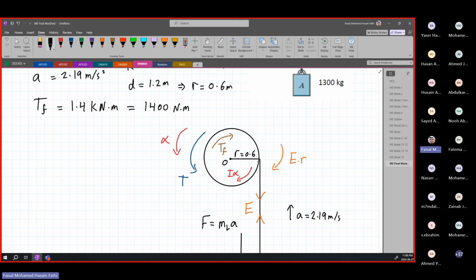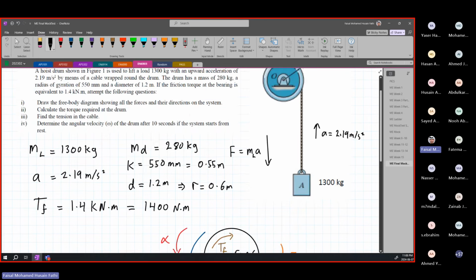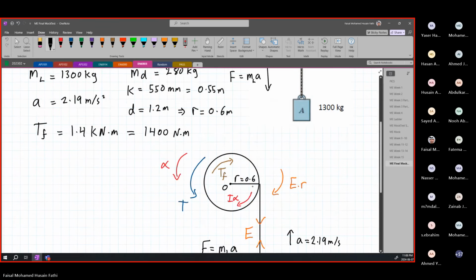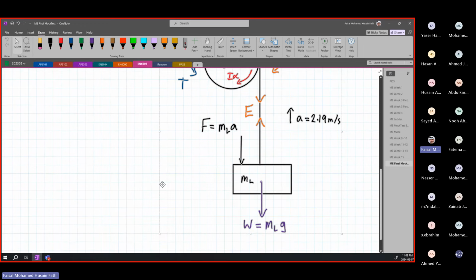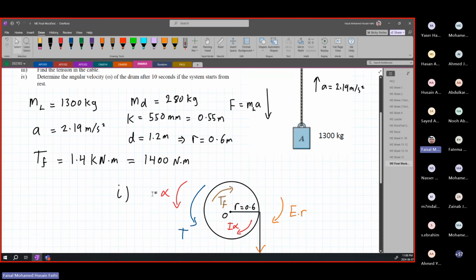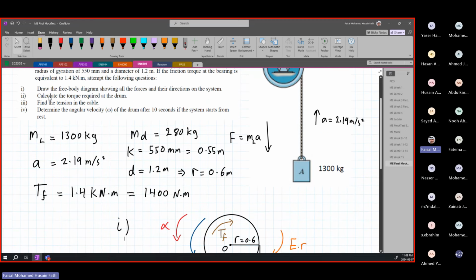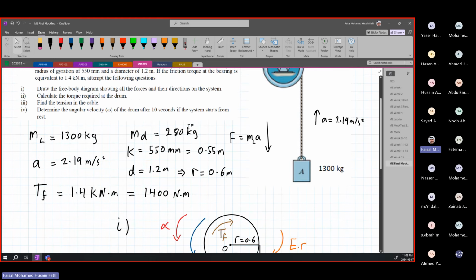Okay. So now let's see what the second question is. Once this was part I, all right, I'm just going to select all of this and copy it and then reduce its size later on so that we can use it again. So for part I, we are done drawing the free body diagram. Part II says calculate the torque required at the drum.